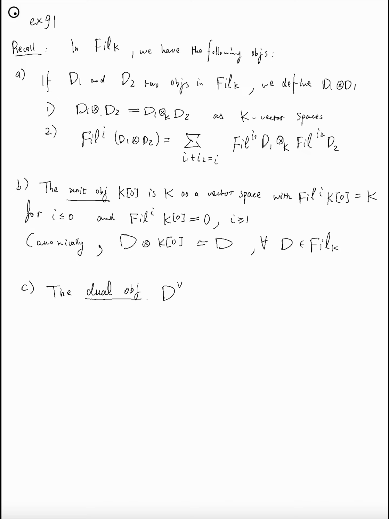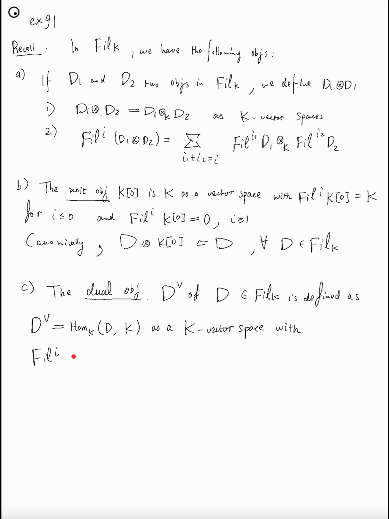So the dual object, denoted by D^DU, of an object D in this category, is defined as D^DU equals Hom_K(D, K) as a K-vector space, with Fill^I D^DU defined to be Fill^(-I+1) D orthogonal.